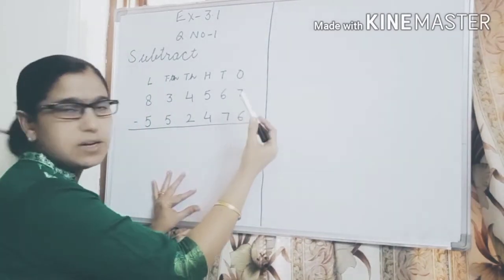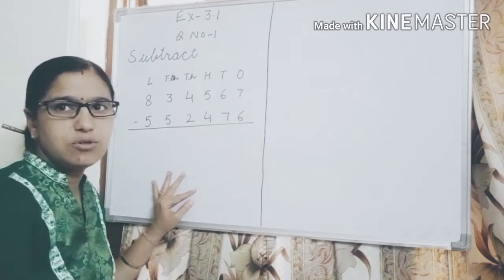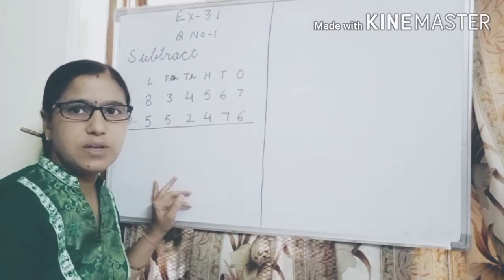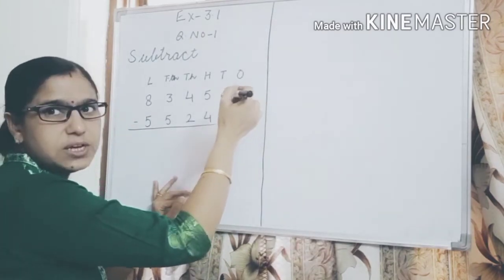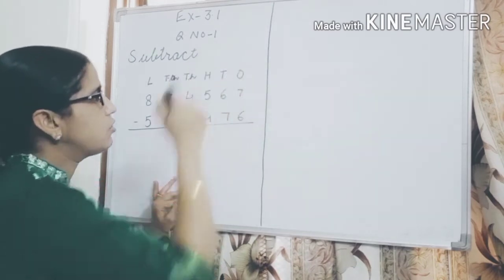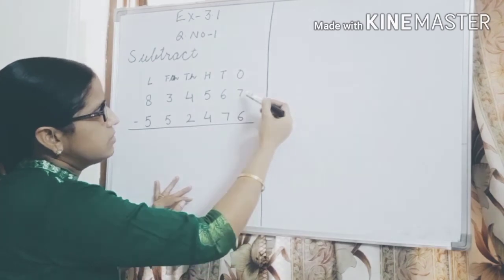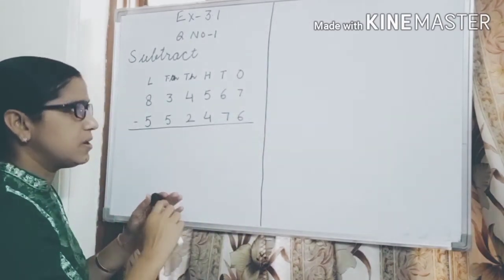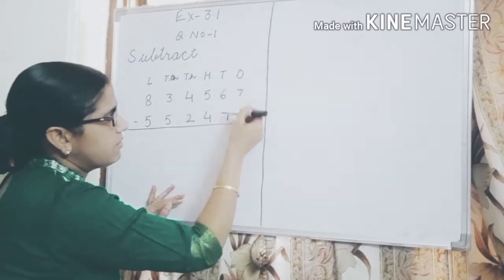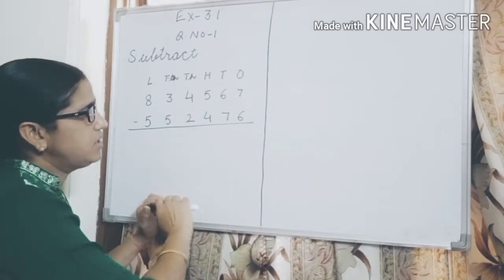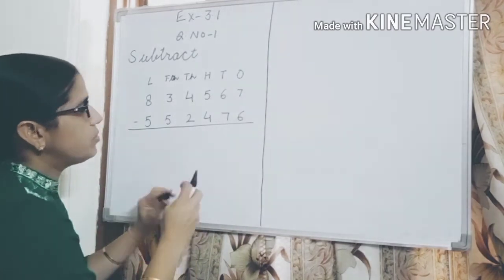Now you can see here, 7 minus 6, that is not possible. Then what do you have to do? These types of sums are called subtraction with regrouping. Regrouping means we cannot subtract 6 minus 7, though 7 minus 6 is possible. Then these sums are called regrouping sums.